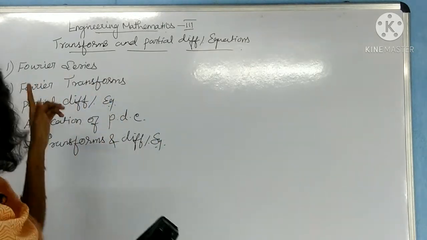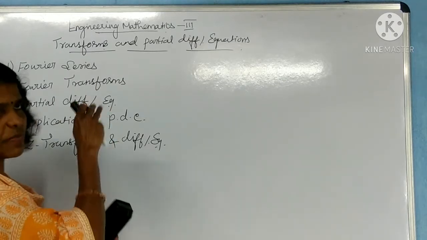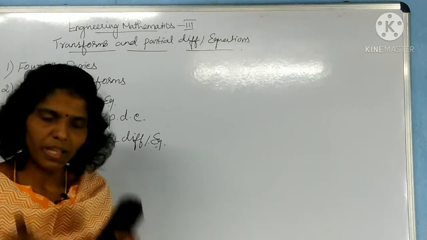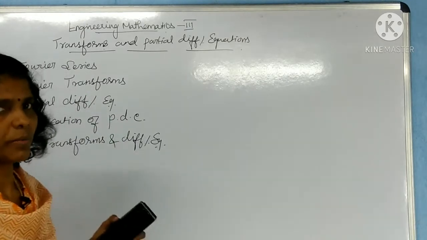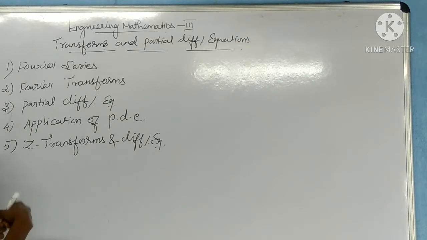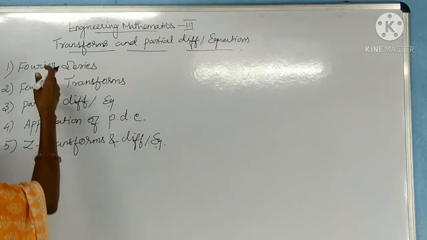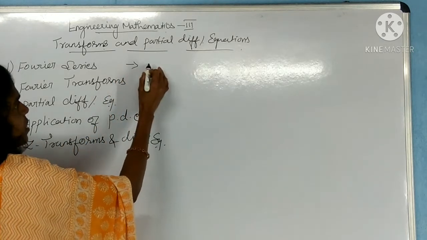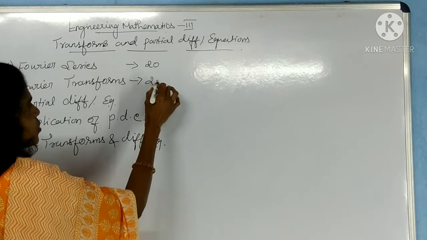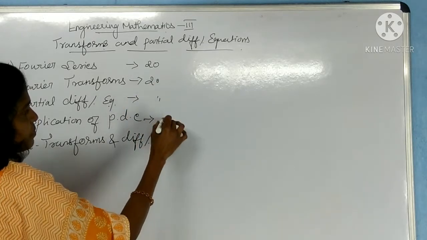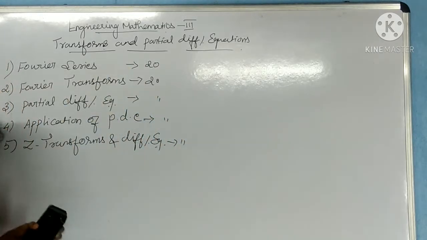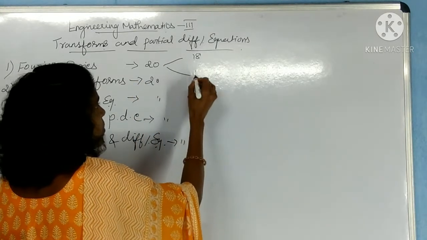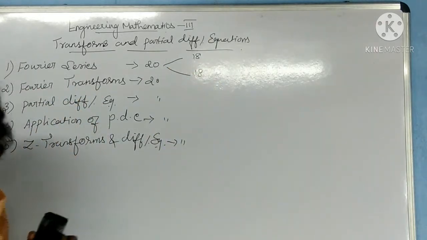Okay, now how to allocate the marks for the M3 paper? Not only the M3 paper, all mathematics papers use this method. The M3 paper has 5 units, and each unit has 20 marks. That 20 marks is split into 2 parts, that is 10 marks and 10 marks. How to split them?